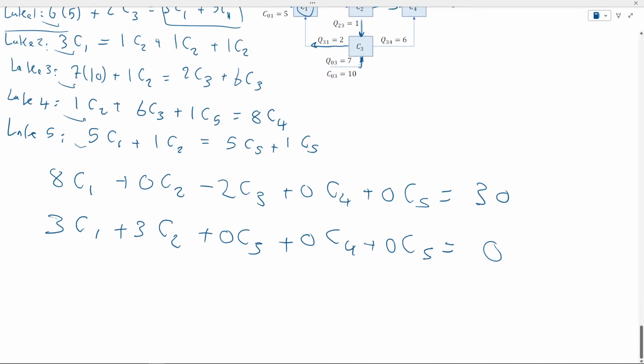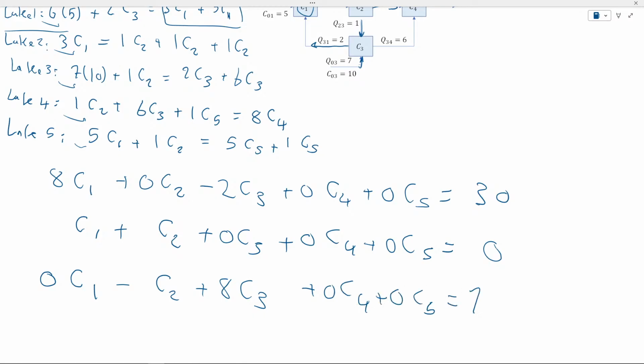I can see here, I have 3 here, 3 here, everything is 0, so I can just get rid of this one, yeah? Because I can divide everything by 3, it doesn't hurt. And then the third equation, what will I get? So the third equation, I will get like 0 of C1 minus C2 plus 8 of C3 plus 0 of C4 plus 0 of C5, and that's equal to 70, yeah?